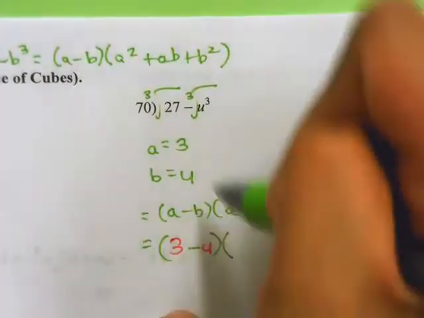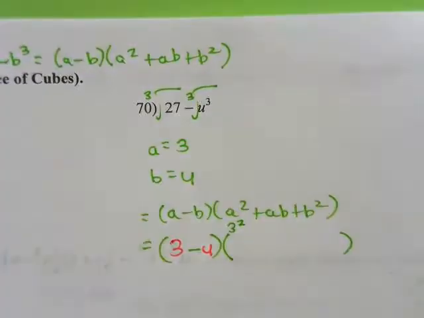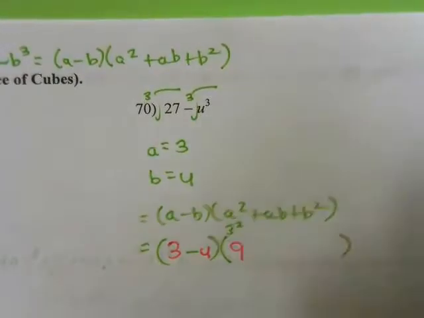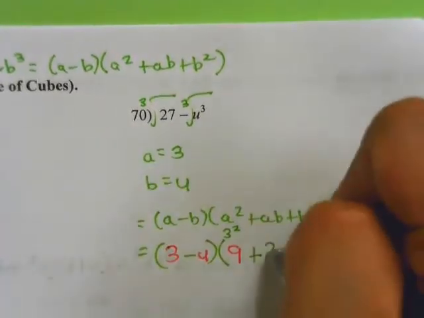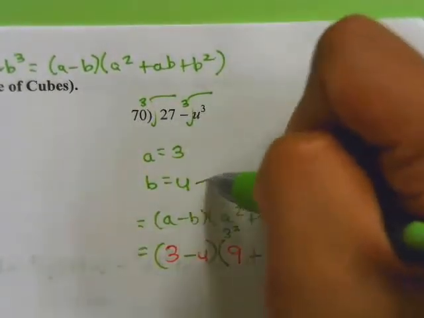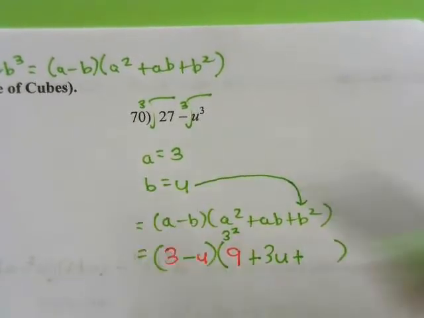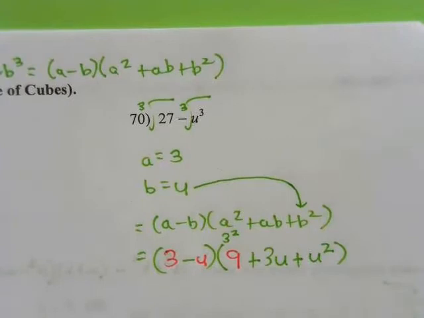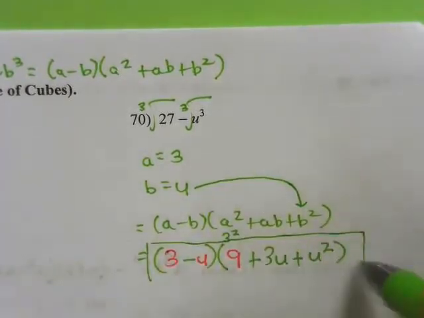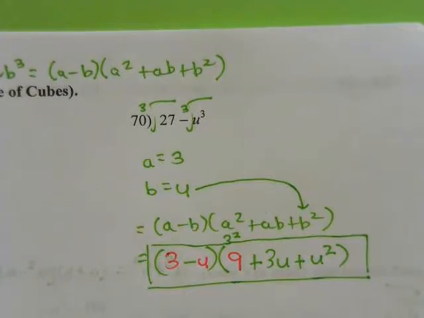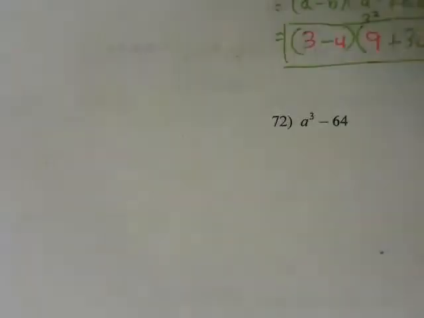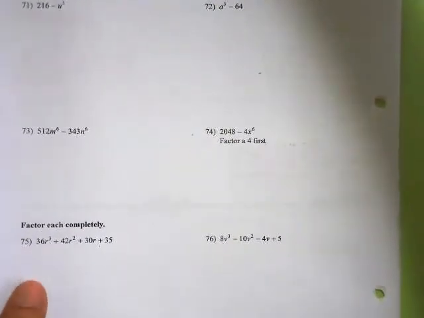Okay. All right. A squared. So this is going to be 3 squared over here. 3 squared is going to be 9. Plus, okay, a times b. So that's going to be 3 times u. Plus, and then b squared, which is going to be u squared. And then u squared is just going to be over here. So especially when we have some minus signs involved, it's going to make a difference for the placement. Okay. All right. So this is how that's going to be done on this back page over here, 69 to 74. And then 74, I have some hints for you guys over here.